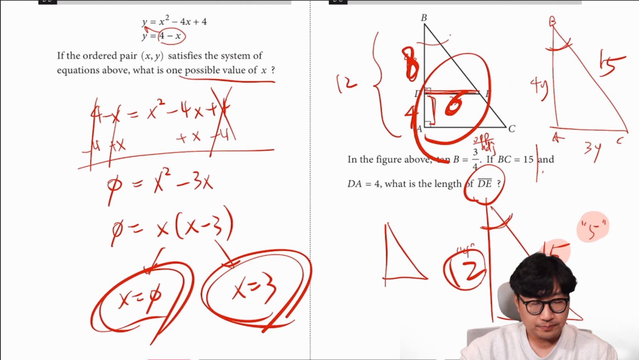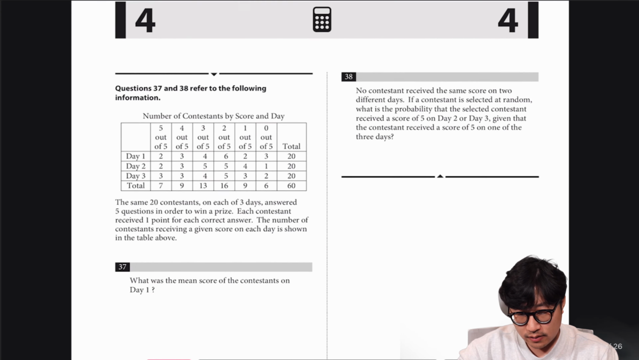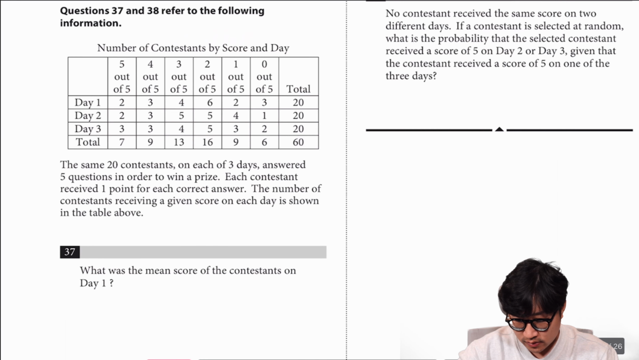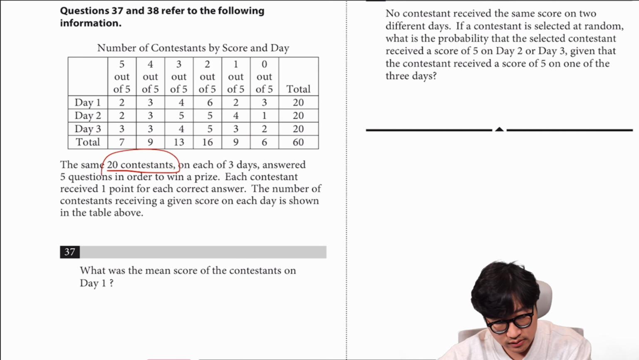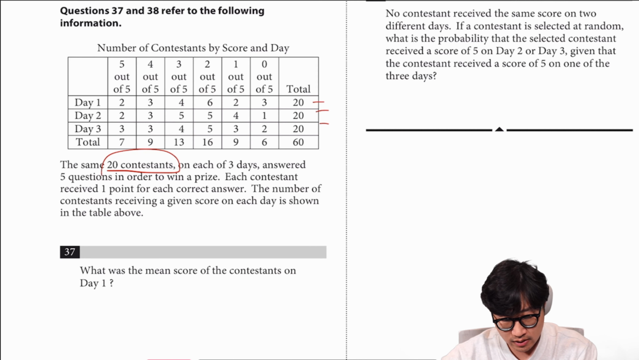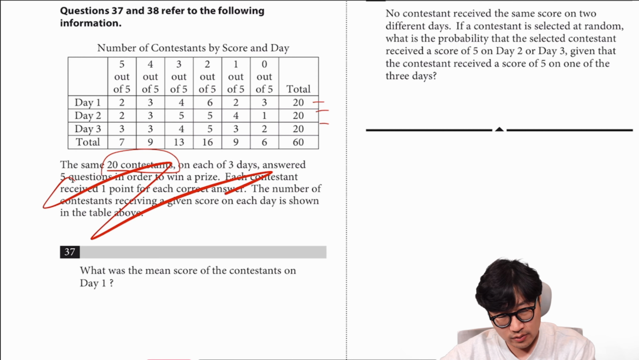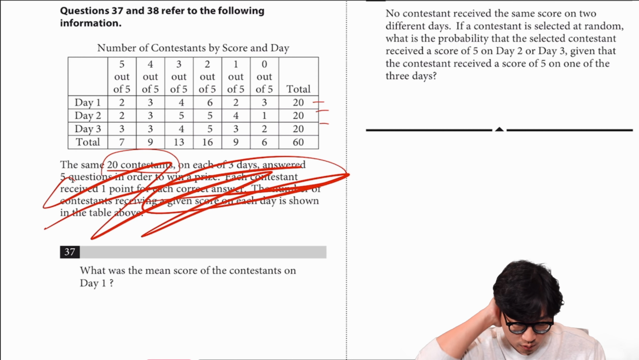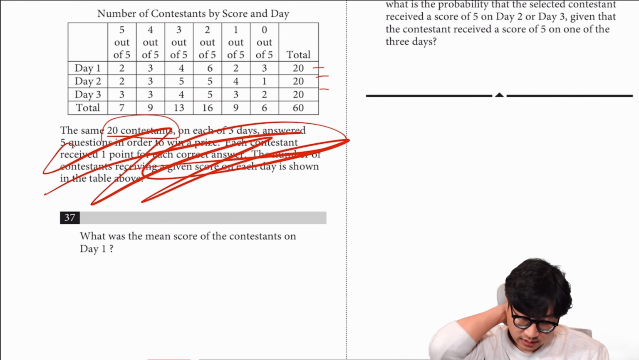6. There it is. All right, number 37, 38 has got to do with this little table. Number 37, I'm not going to really read much. 20 contestants, but I see it all here, so I'm not going to read that. 5 questions, I don't want to read it. Number 37, what was the mean score of the contestants on day 1?